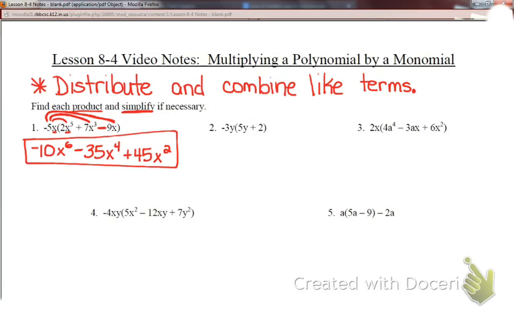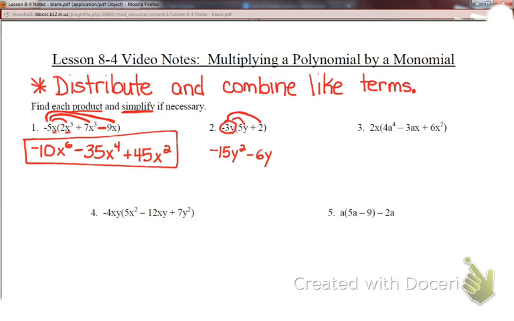Okay, moving on to number 2. A little bit of a smaller problem, but the idea is still the same. You're going to distribute whatever is right in front of the parentheses, which is a negative 3y. You're going to distribute that and multiply it by each item or each term inside of the parentheses. So negative 3y times 5y is negative 15y squared. And negative 3y times positive 2 is negative 6y.